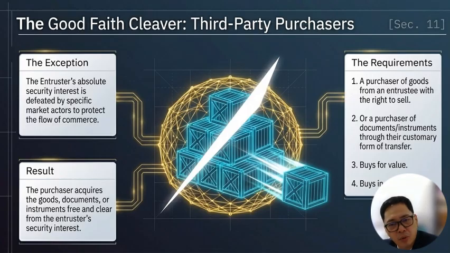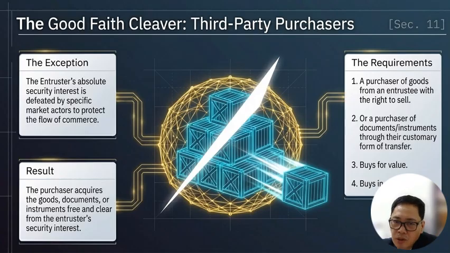One, for value. The purchaser must give sufficient legal consideration, such as paying the purchase price for the goods, documents, or instruments. And two, in good faith. The buyer must make the purchase innocently, without any intent to defraud the entrustor or circumvent the trust receipt agreement.